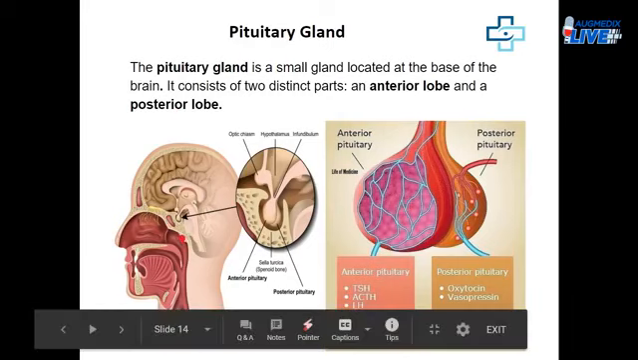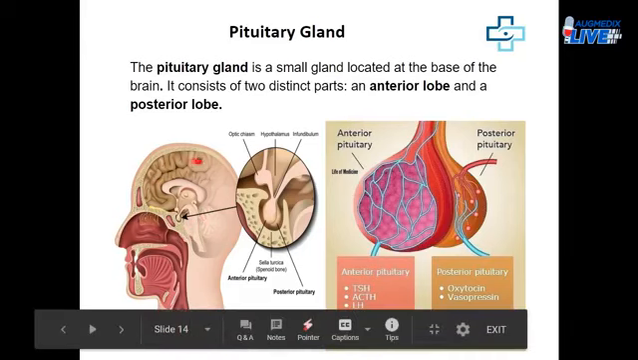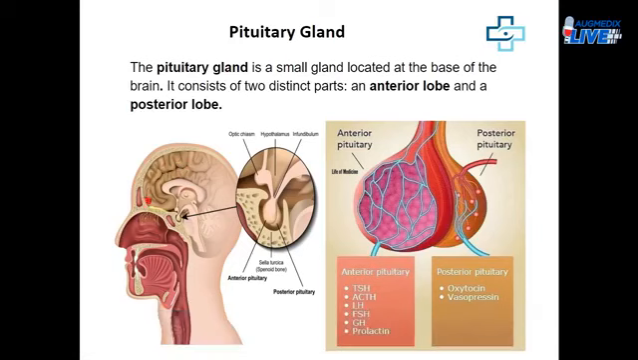At first, in this image, as you can see, this is the cerebrum, the brain. This is the section of the cerebrum. At the base of the cerebrum, there is a bone here.